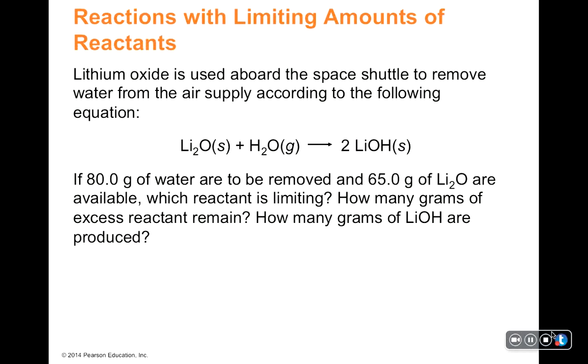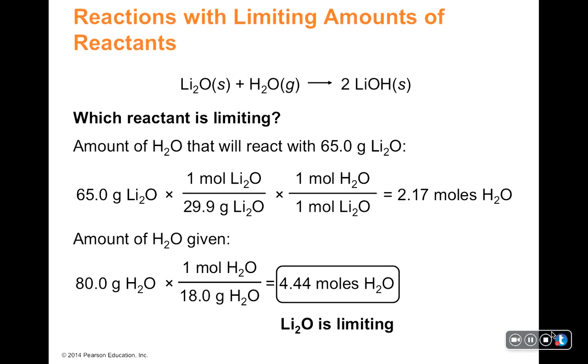So they told us in the problem that we had 80 grams of water. You can see that here, 80 grams of water. So if we have 80 grams of water, we're going to convert that to moles of water. Straightforward, use the formula weight for water to set up that conversion factor. Grams of water are on the top to start, so grams of water go on the bottom in our factor, and give us 4.44 moles of water.